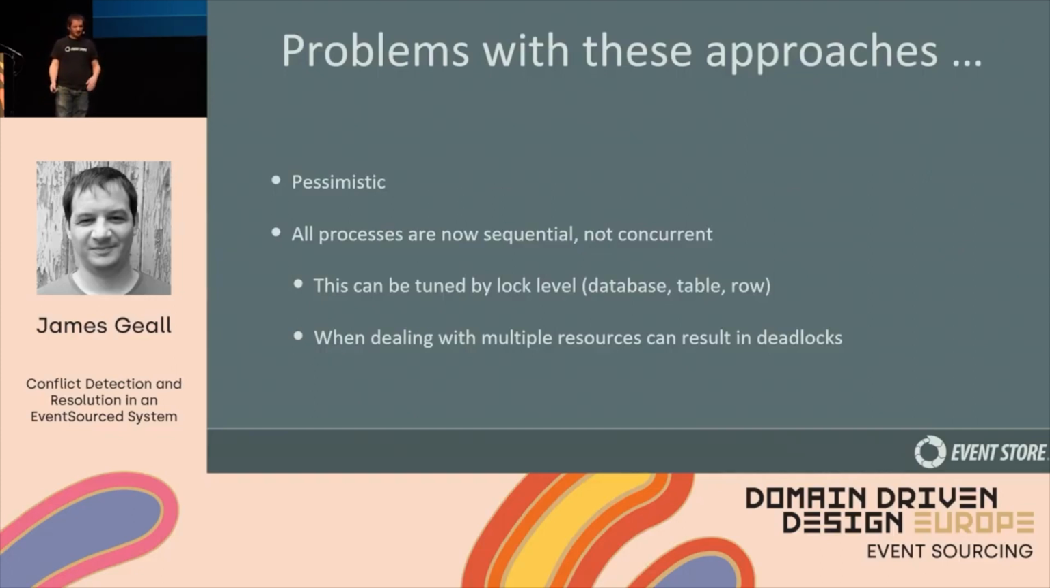So pessimistic gives us the problem that processes are now sequential, not concurrent. It can be tuned by lock level. If you've got multiple rows in a table, then you don't necessarily have to be pessimistic across the whole table. You can be pessimistic for each row in the table, which gives you some ability for processes that are updating different state or different rows in that state to work concurrently.